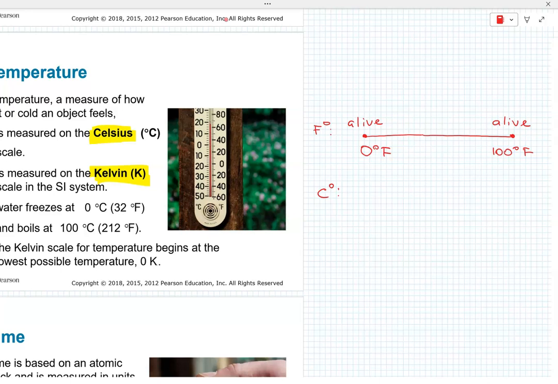At which temperature does water freeze in Celsius? 0. And at which temperature does water boil in Celsius? 100. So, alive, obviously, 0 Celsius, dead.